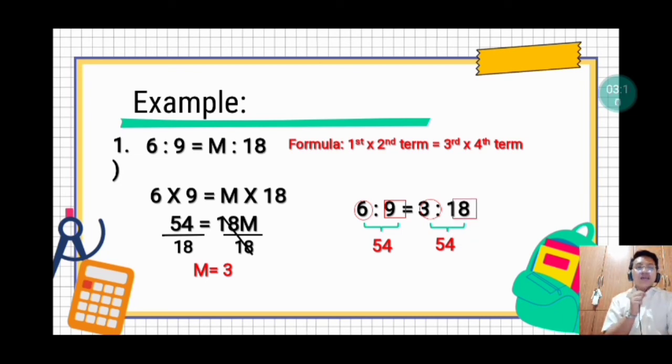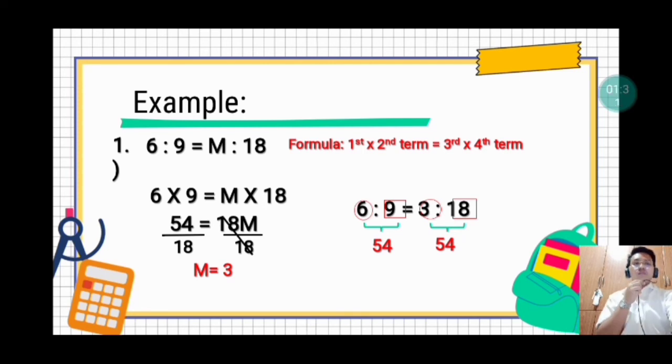Nagkaroon ng increase. Nag-increase siya. So, on the first term for both ratios, nagkaroon ng decrease. And then, the second term for both ratios, nagkaroon ng increase. So, we can finally say that these ratios are inverse proportion. So, has everybody got the correct answer, class?